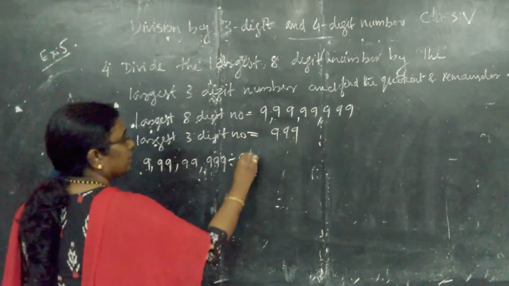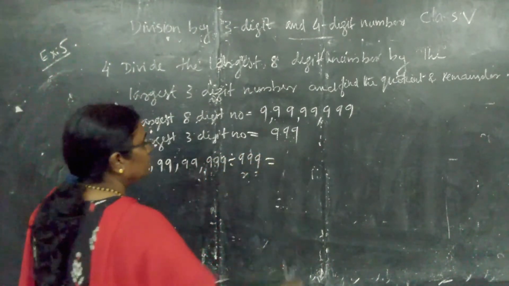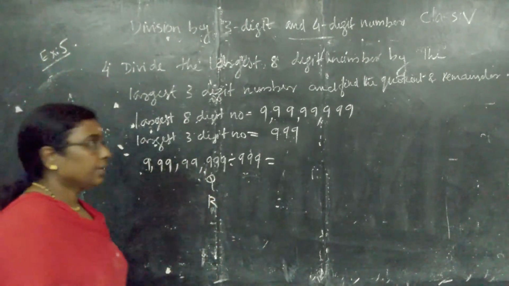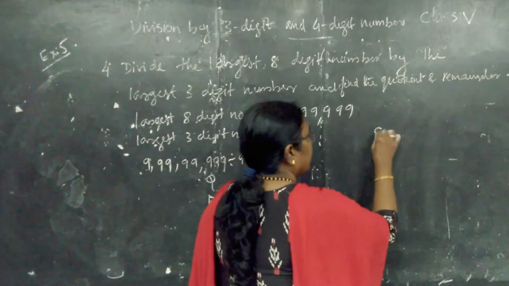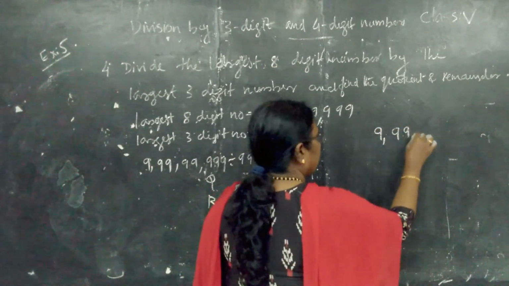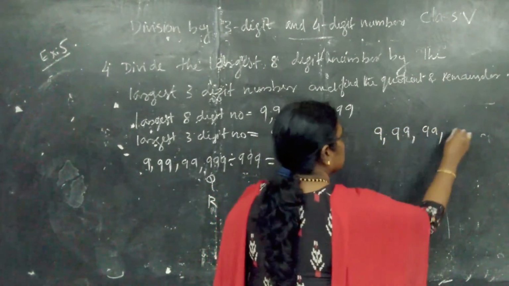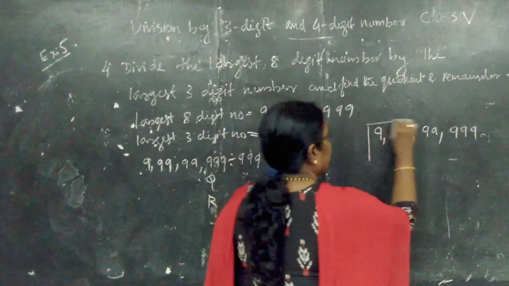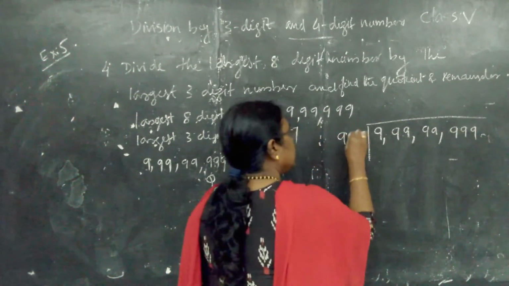Divided by 999 equal to, we have to find the quotient and remainder. Okay. Divide 9 crore 99 lakh 99,999 divided by 999.